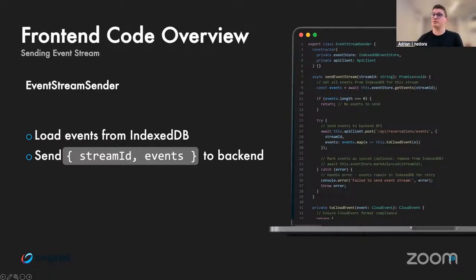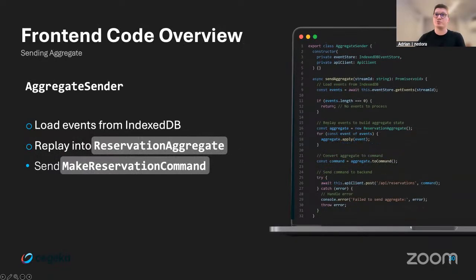On top of that event stream, we have an implementation for option one. This is called the event stream sender. It gets the entire event stream from the IndexedDB, puts it into a key value pair, the stream ID and the event stream, and sends it to the backend. Again, it's very easy to hit limitations when sending an event stream.